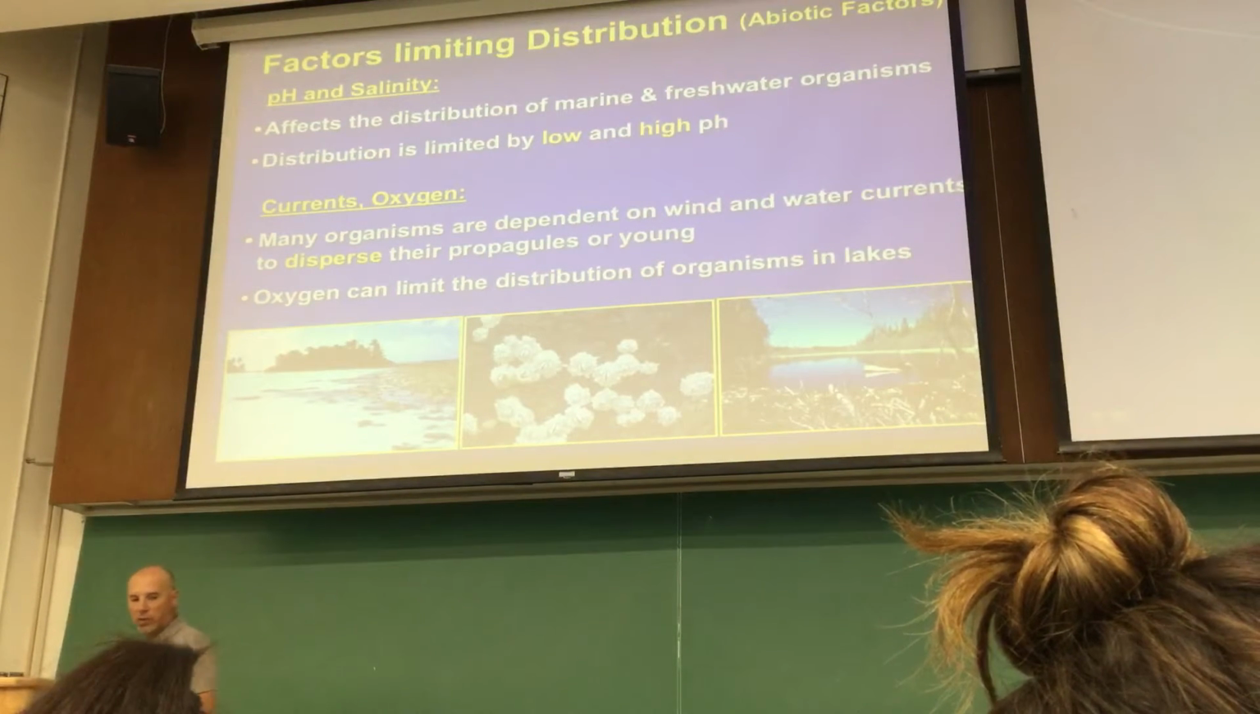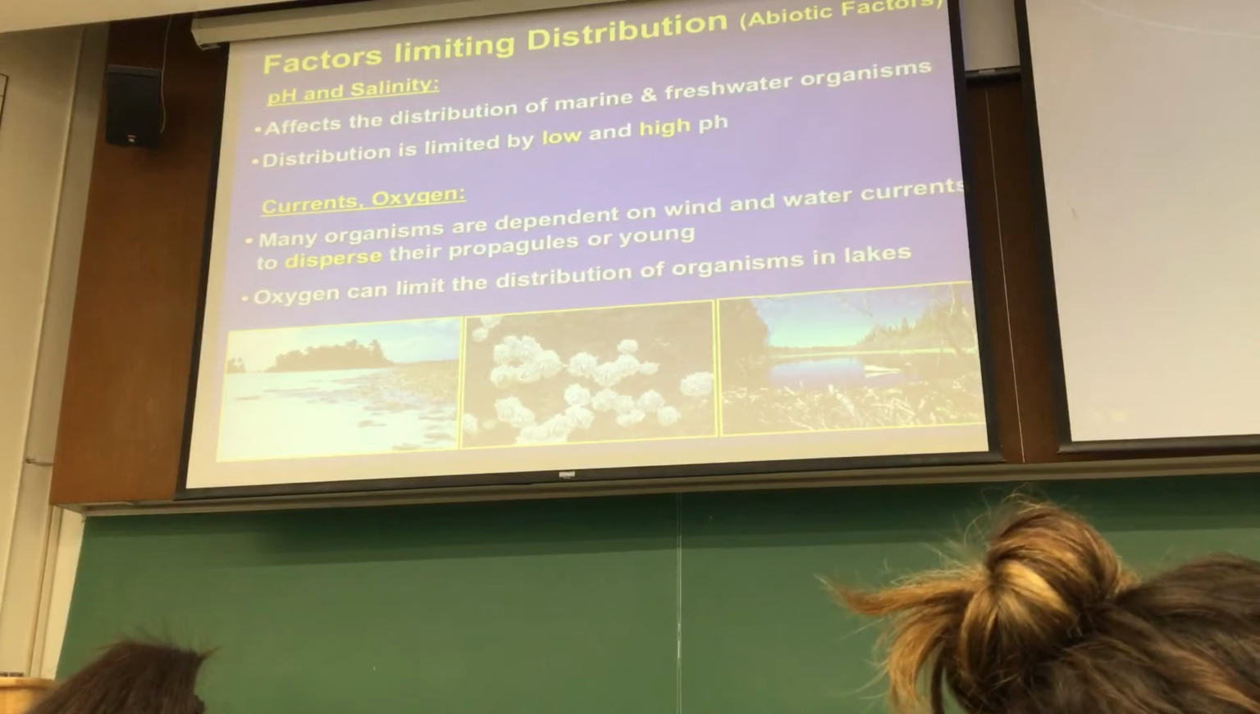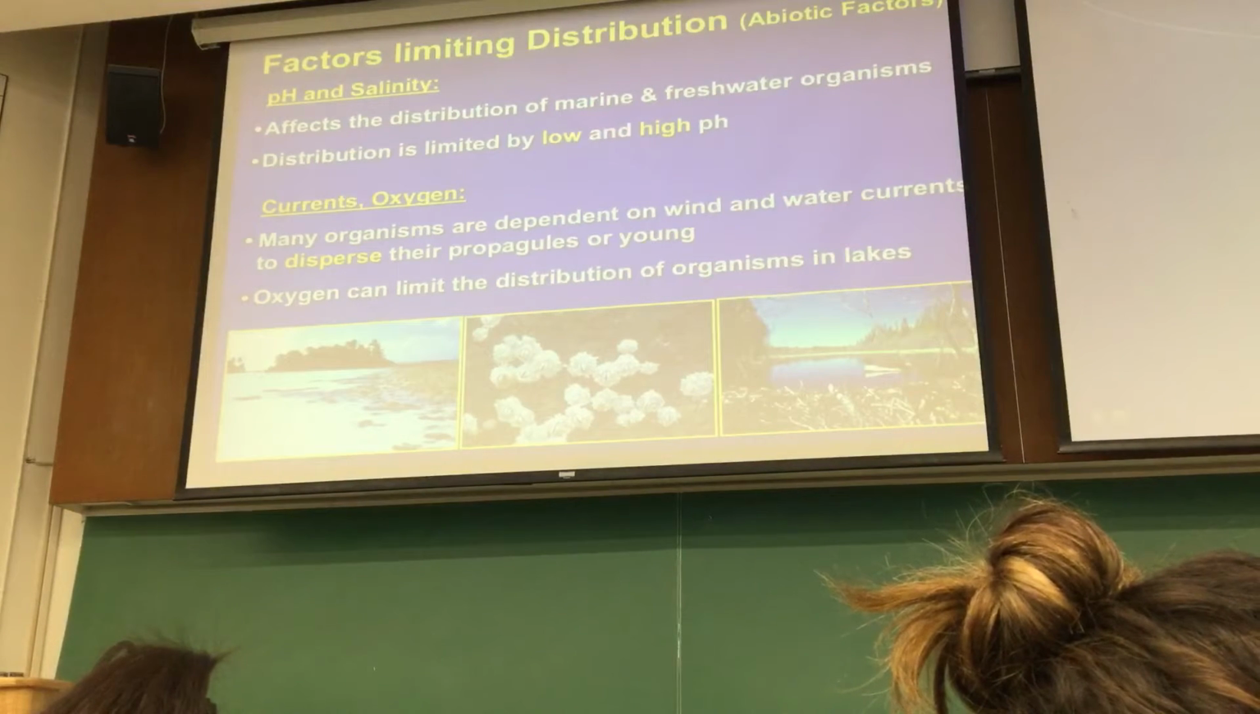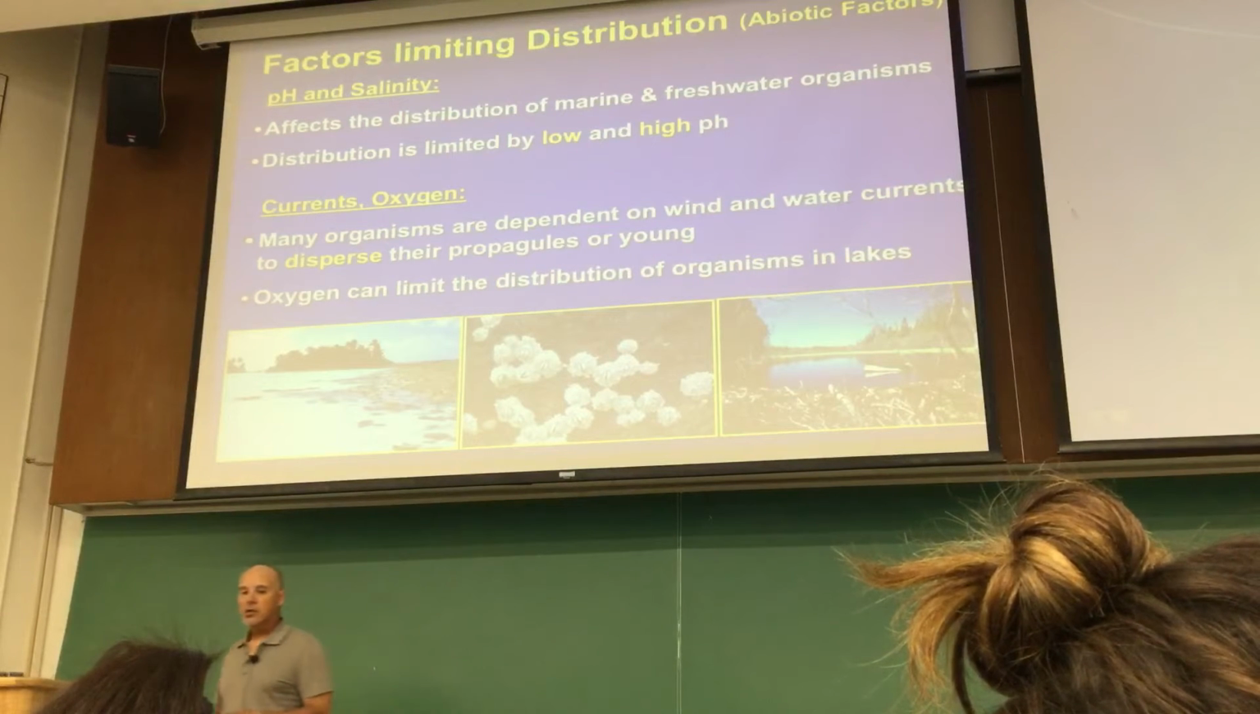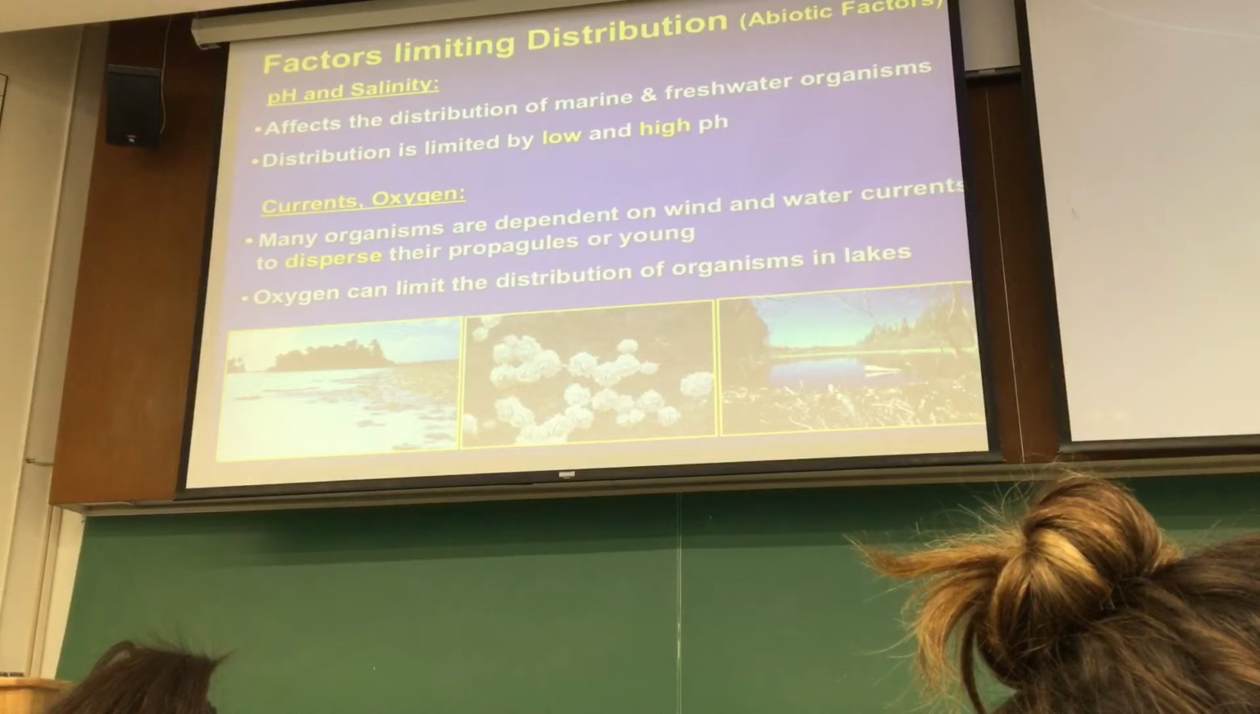Currents and oxygen are really important. We talked a lot about currents with the barnacles and their basic movement patterns affecting distribution. Oxygen is also really critical. So in a lake system, oxygen is really important for limiting the distribution of organisms.